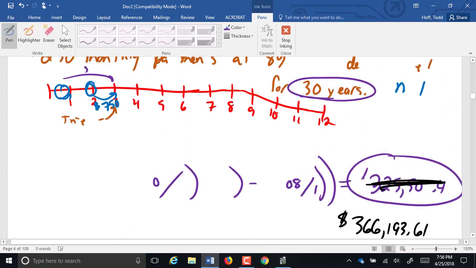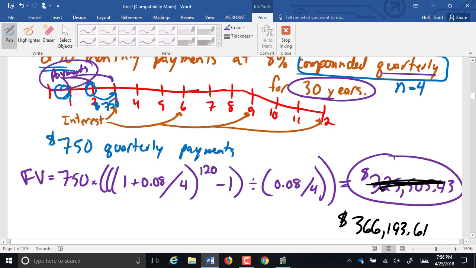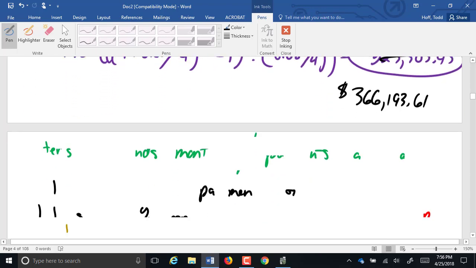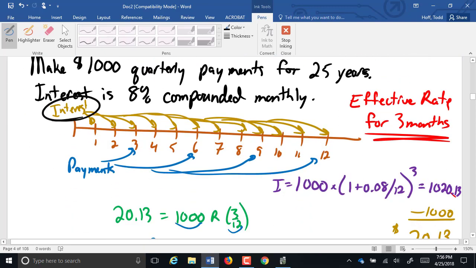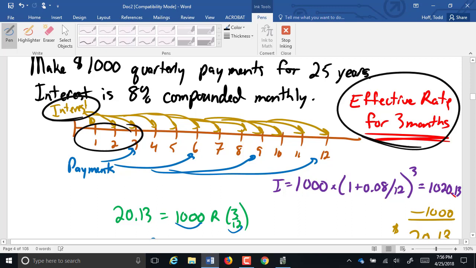Up here, if the interest is less often than the payments, you just combine all the payments and put it in as one payment at the time the interest gets compounded. If the interest is more often than the payments, then you have to find an effective rate of the interest for the period that the payments are made in. Then you use that effective rate of the interest on each payment.